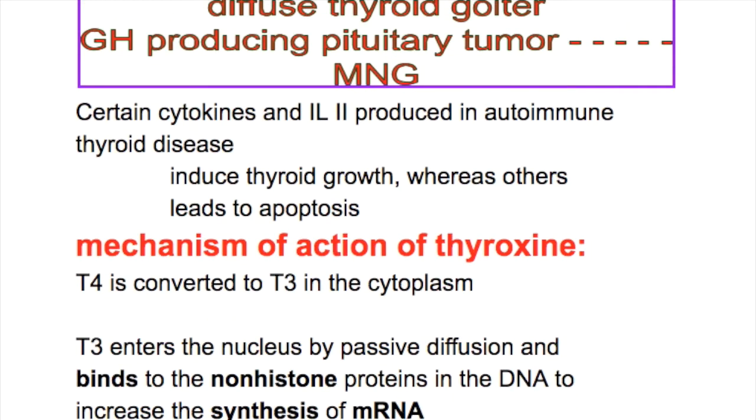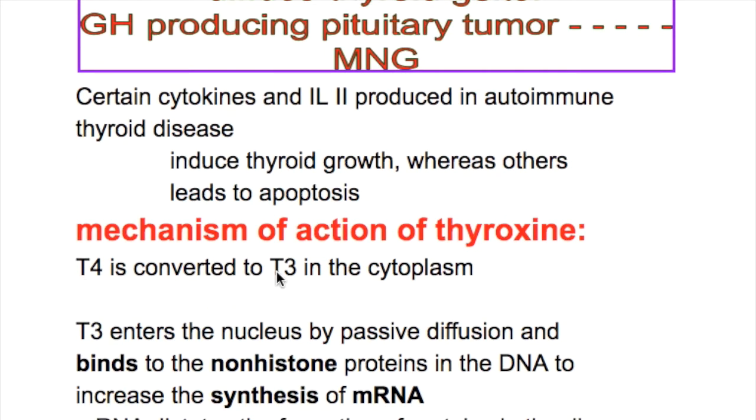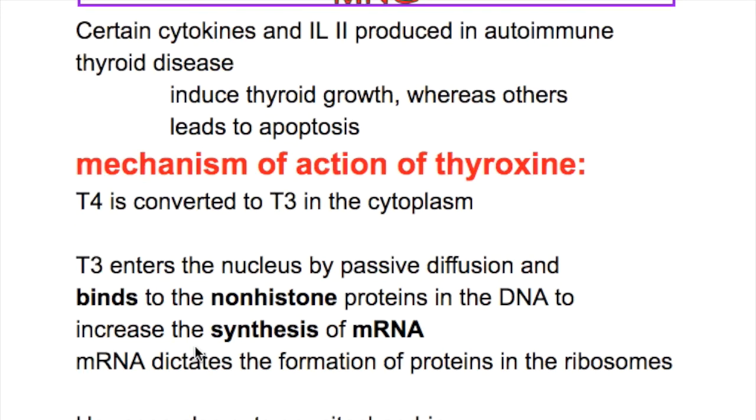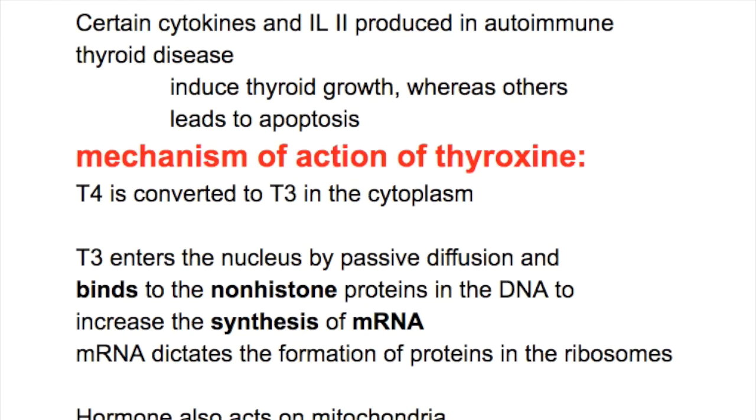What's the mechanism of action of thyroxine? It's the T3 which is the active physiologic form, and T4 is converted to T3 in the cytoplasm. How is it converted to T3? By the enzyme deiodinase. T4 is converted to T3, and then T3 enters the nucleus by passive diffusion and binds to non-histone proteins in the DNA to increase the synthesis of mRNA. Hormone also acts on mitochondria.